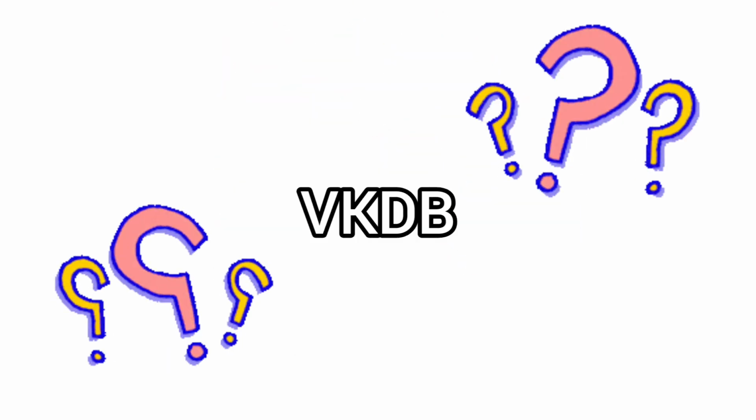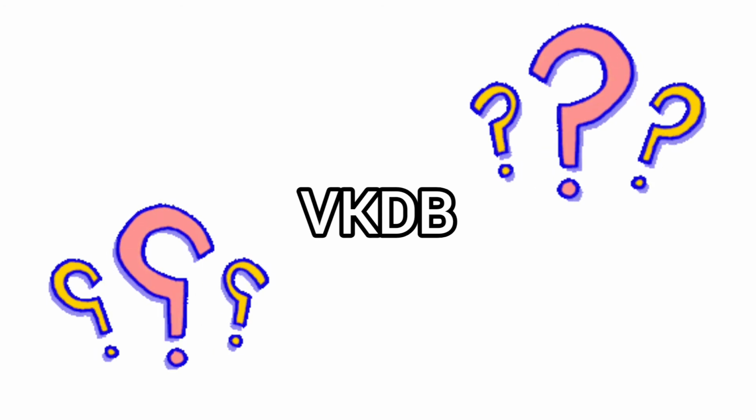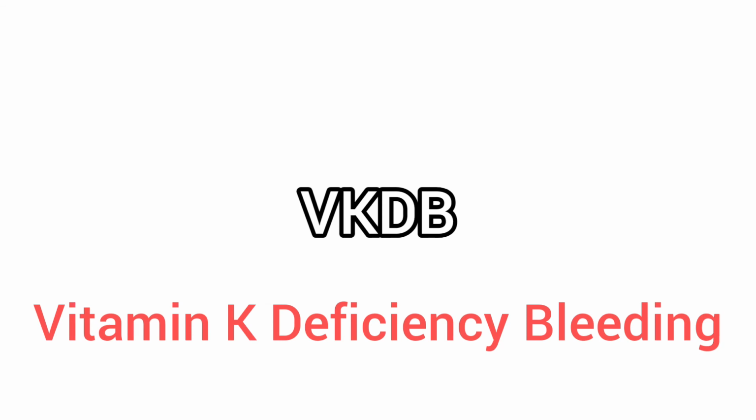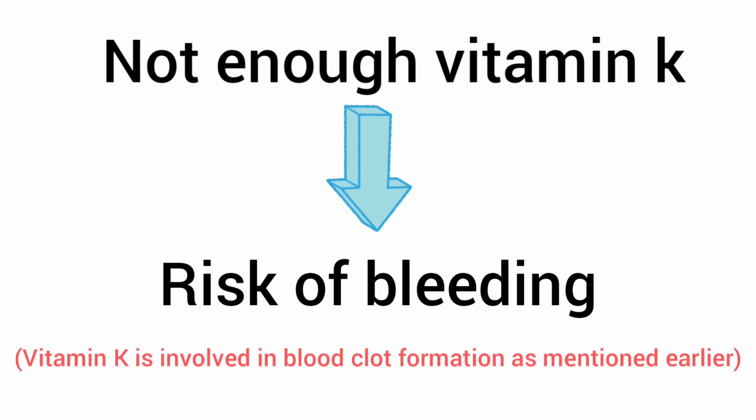Now, what is VKDB and why does it affect newborns? VKDB is vitamin K deficiency bleeding in the newborn. It's a condition that occurs when the baby does not have enough vitamin K. Without enough vitamin K, babies have a chance of bleeding into their intestine and brain, which can lead to brain damage and even death. About half of all babies who develop VKDB bleed into their brains. Infants who do not receive the vitamin K shot at birth can develop VKDB up to 6 months of age. So discussing the vitamin K shot with your doctor is very important.